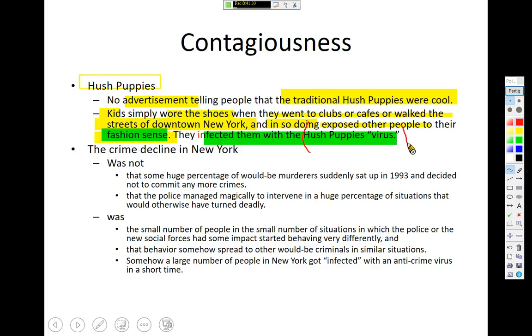So other people are infected by the hush puppy virus. They will go to the store, oh, I need to have a pair of hush puppy shoes. Oh, I'm sick. I need to have a pair. Oh, good. Once they wear the same shoes, the other people got infected too, right? So, contagiousness. 被感染了, that's incredible, right?